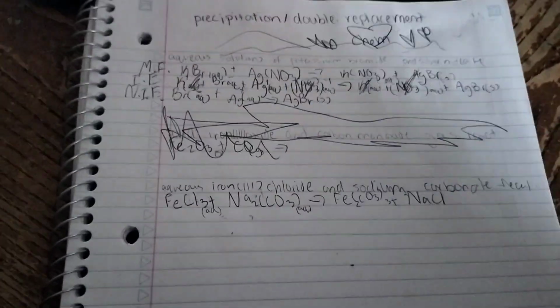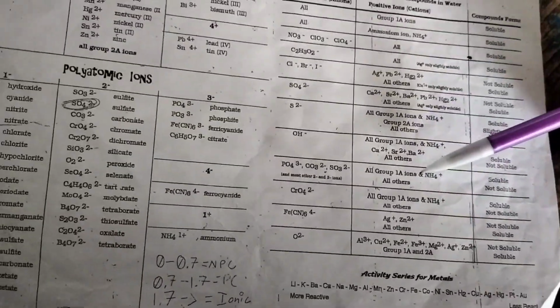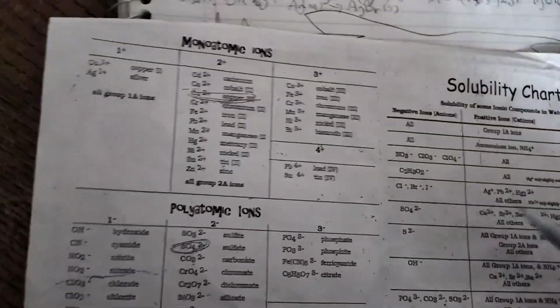Okay, this is our equation. I'm going to balance it. Now that our equation is balanced, let's see what's solid, what's aqueous. Okay, so iron carbonate. Let's look for carbonate, which is CO3. And so all group 1A ions plus ammonium are soluble. So all others are not soluble. We're a solid. And then sodium chloride, that's salt. We already know the answer, but let's just check anyway. All others soluble. Yeah, we're aqueous.